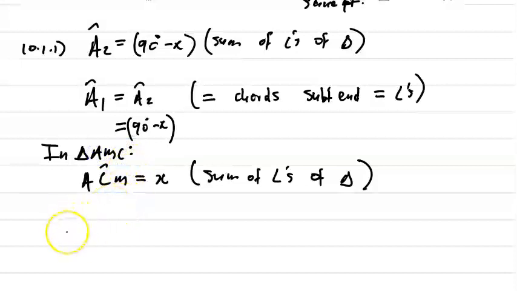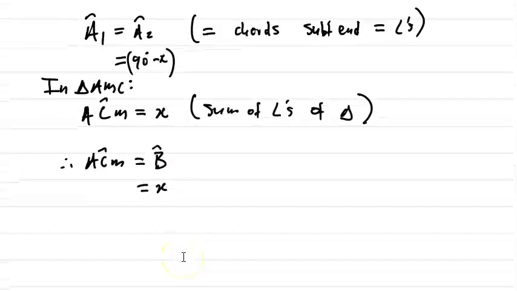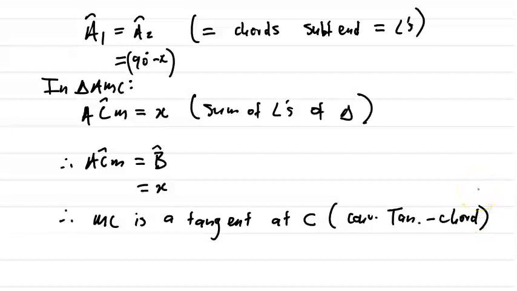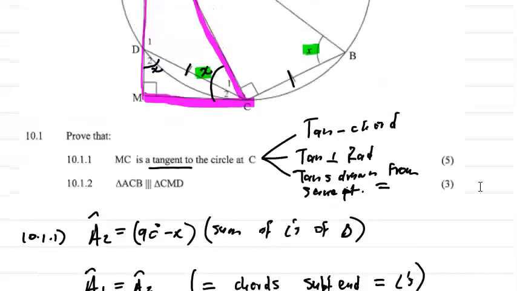Therefore, what can we conclude? Therefore, ACM will equal B, which will equal X. Our conclusion, therefore: MC is a tangent at C, and this is very important, converse tan chord. And that's our solution. MC is a tangent at C, converse tan chord. Let's go look at the next question.